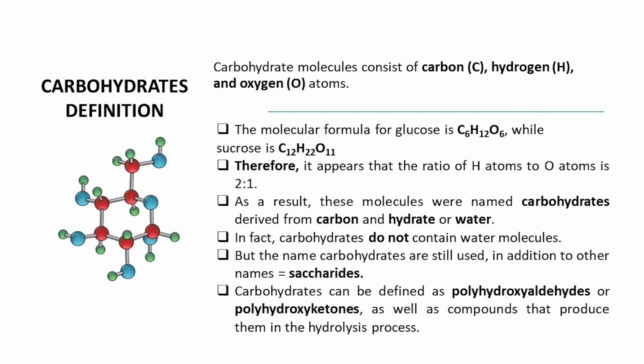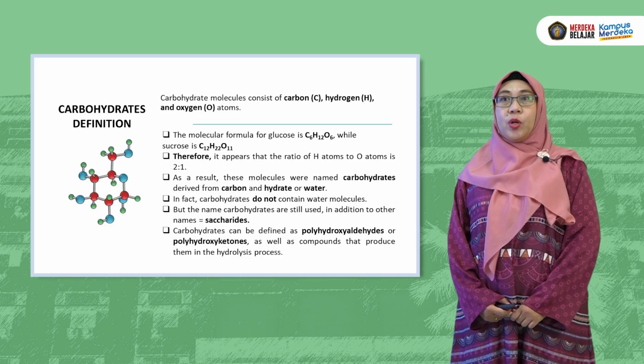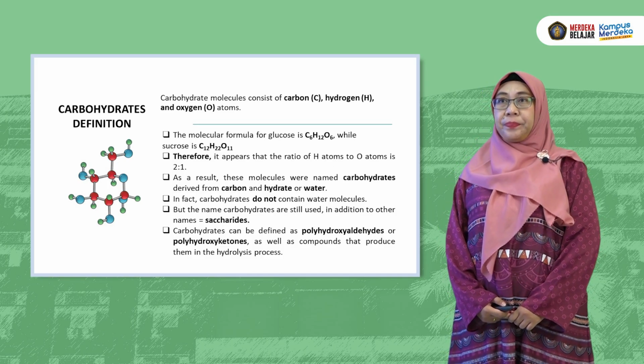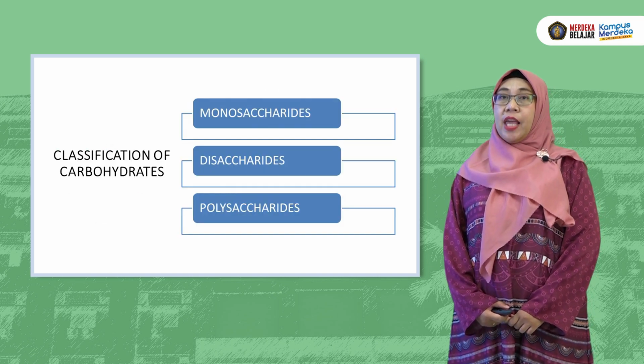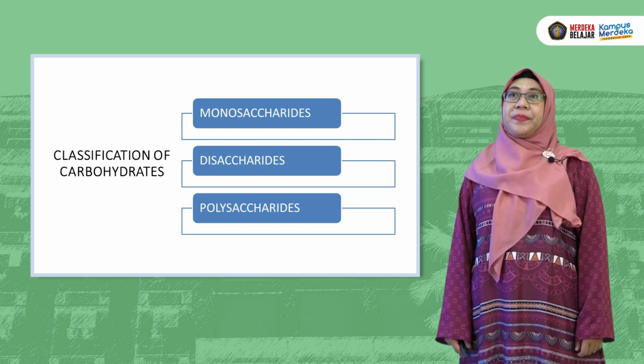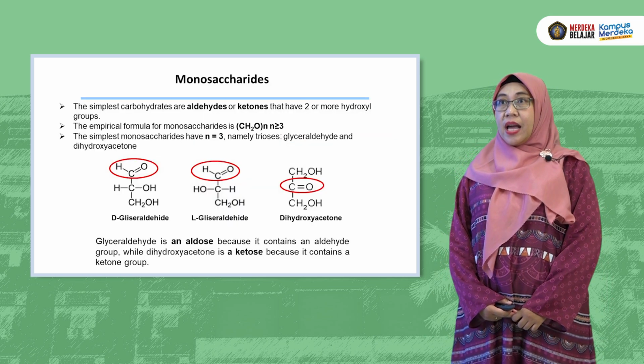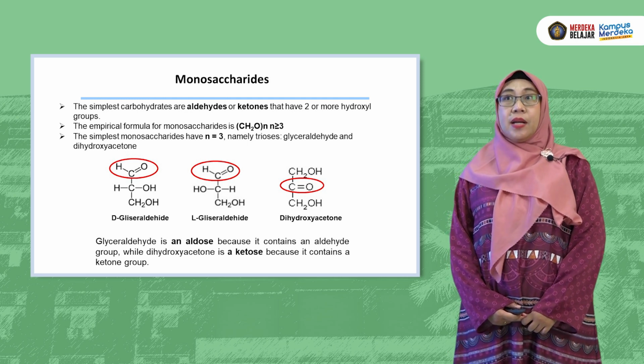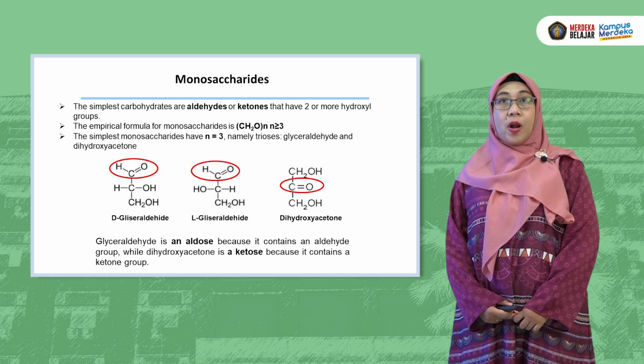In fact, carbohydrates do not contain water molecules, but the name carbohydrates is still used, in addition to other names such as saccharides. So, carbohydrates can be defined as polyhydroxyaldehydes or polyhydroxyketones, as well as compounds that produce them in the hydrolysis process. There are three classifications of carbohydrates: mono-, di-, and polysaccharides. Let's learn about monosaccharides first. Monosaccharides are the monomeric units that polymerize to form polysaccharides.